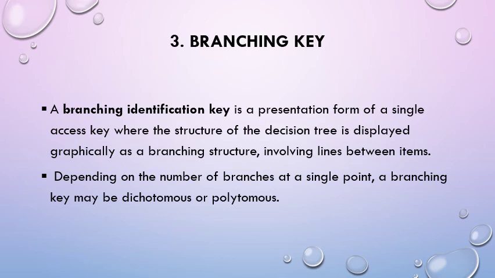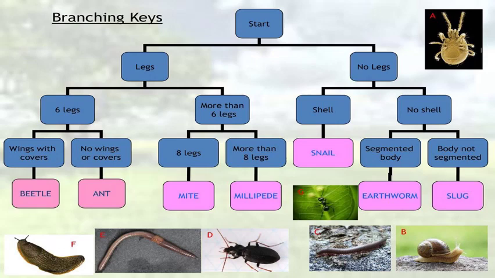In the branching key, the key will be represented in the form of a branching structure. Obviously, to connect the branches there must be lines between the statements, and at each step how many branches you make depends on you. If there are two branches, then it is dichotomous, otherwise it will be polytomous, meaning many branches. Here we have an example of a branching key.